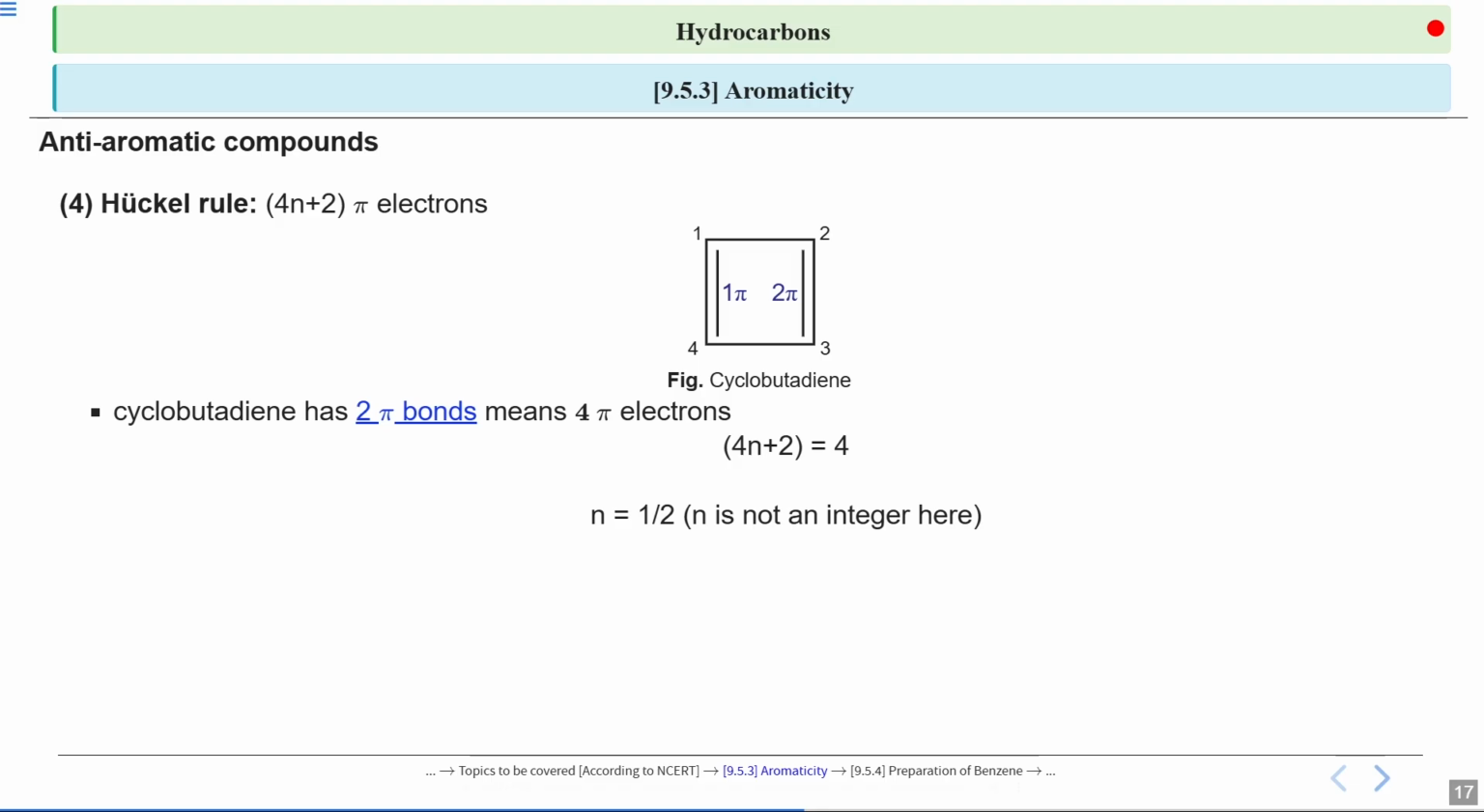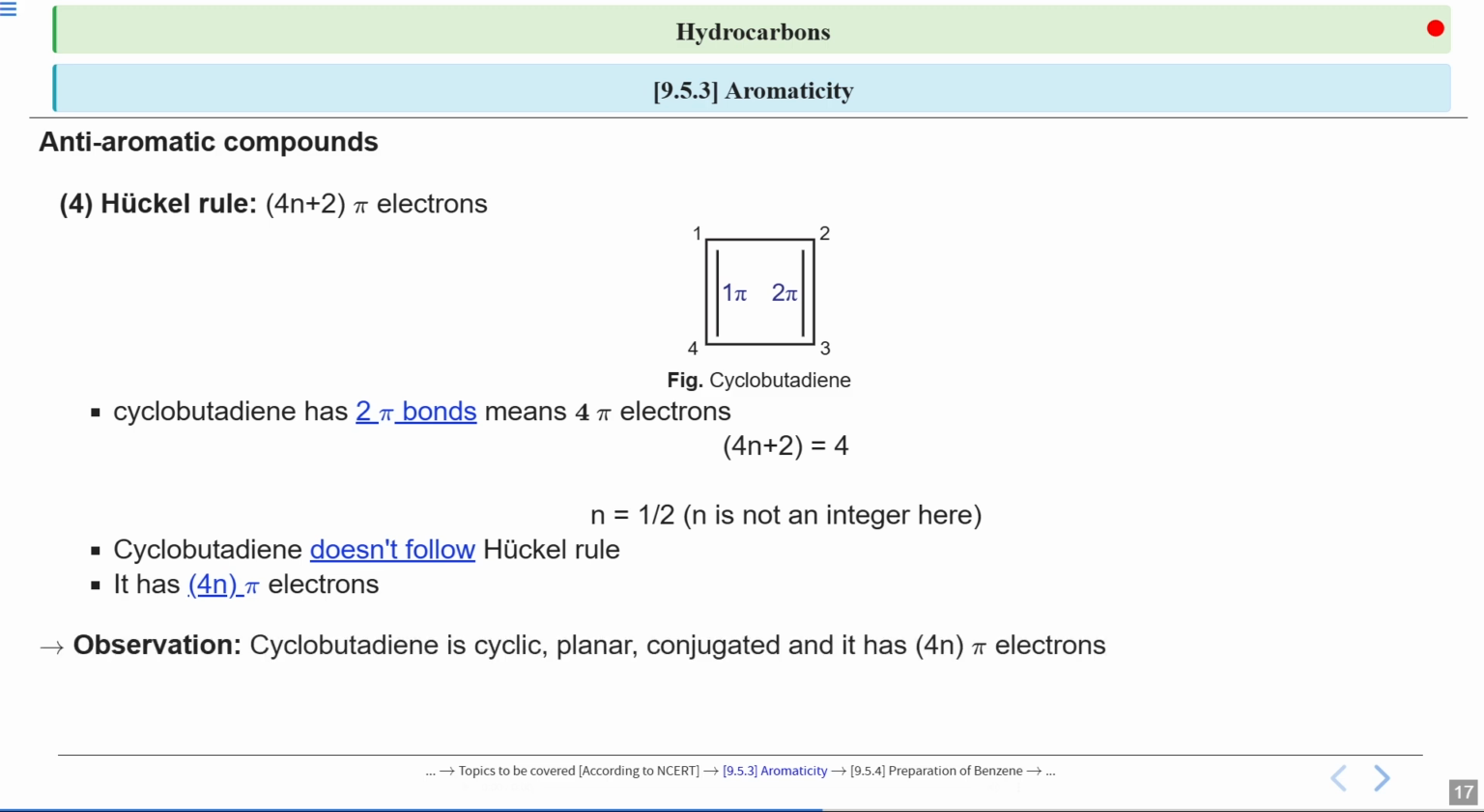Okay. So you must remember that n must be an integer and not a fraction, and hence the given compound is anti-aromatic in nature because it is following all the 3 rules but not Huckel's rule, because it has 4n pi electrons rather than 4n plus 2 pi electrons.